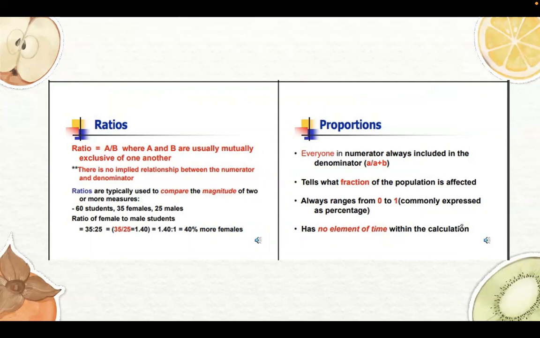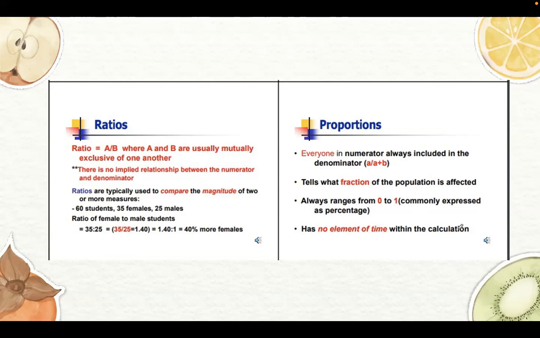So, kung matatandaan po yung ating definition of ratios and proportions, the numerator is not part of the denominator. Again, numerator is not part of the denominator. Wala po silang relationship with one another. So, mutually exclusive po sila. So what are the examples of your ratios?